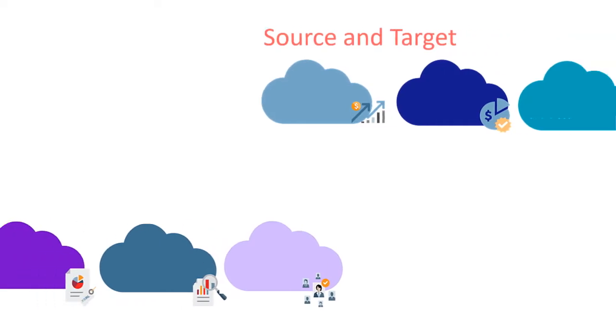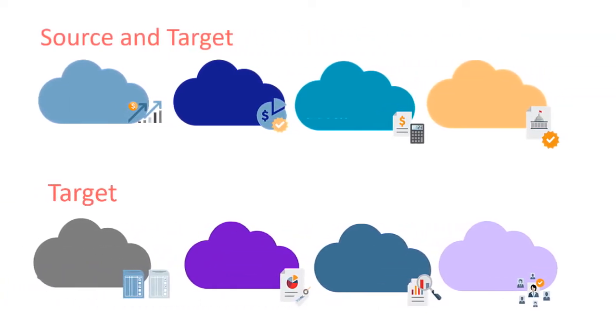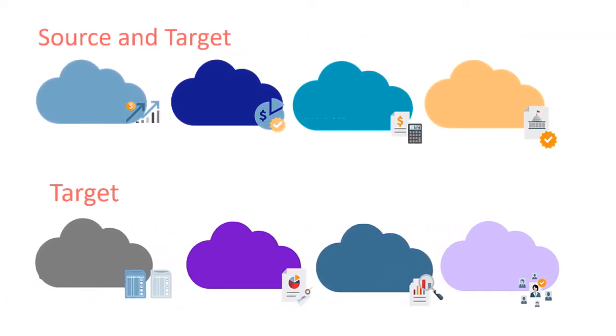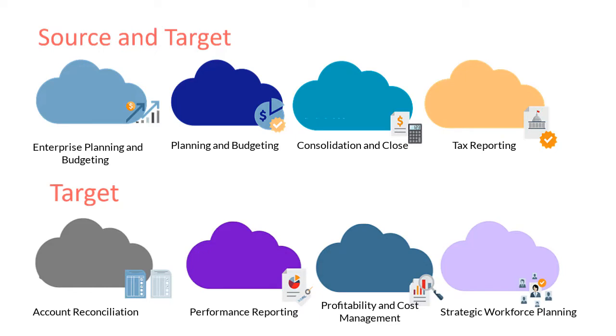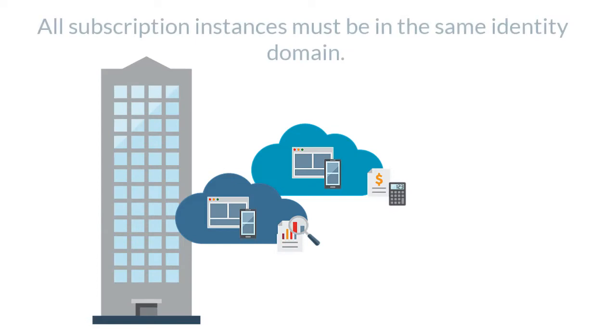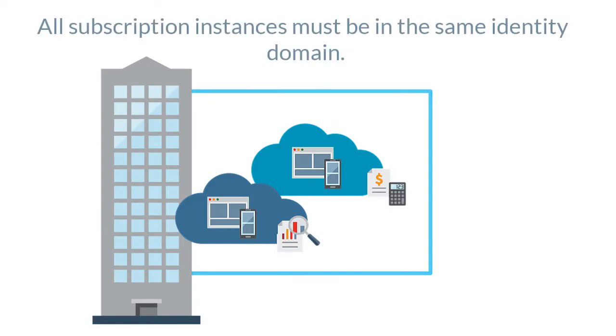You can connect the following subscriptions as sources and targets, so users can navigate business processes, tools, and artifacts. Enterprise planning and budgeting, consolidation and close, and tax reporting. You can add target connections to account reconciliation, performance reporting, profitability and cost management, and strategic workforce planning, so users can access more data and details. For seamless navigation, remember that all subscription instances must be in the same identity domain.